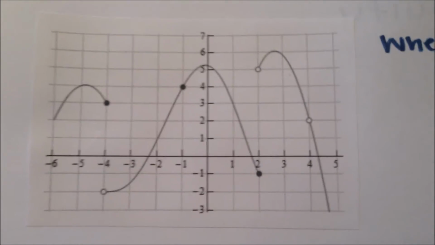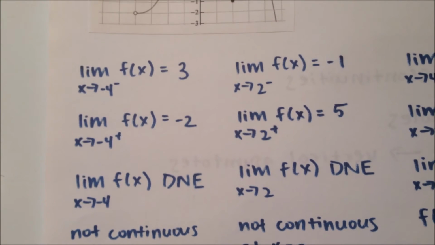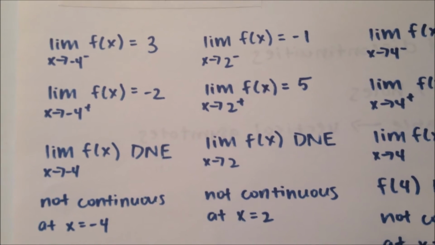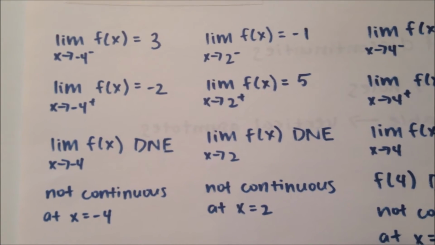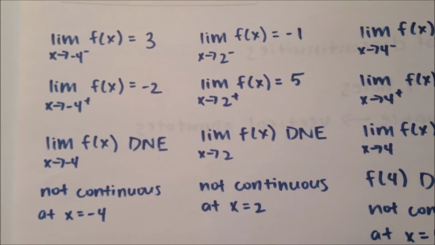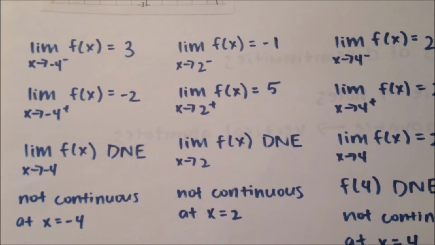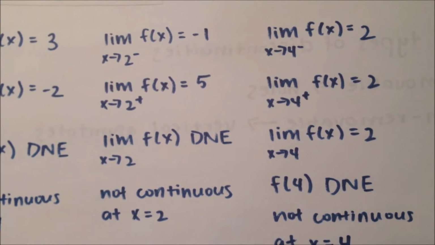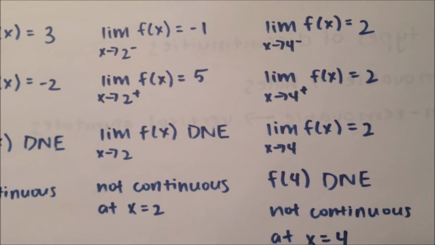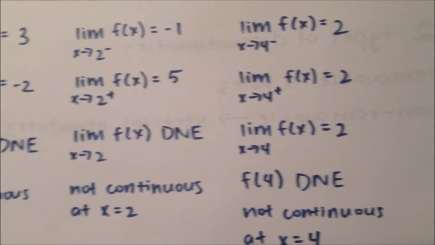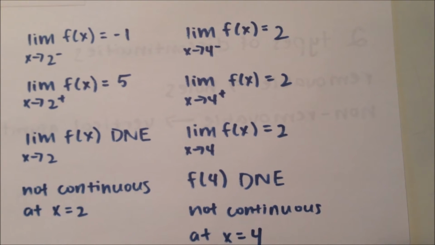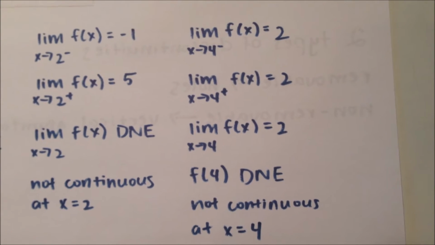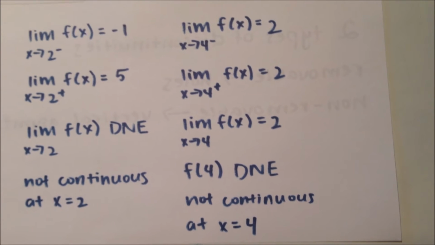But if we were to solve it using limits, we could find that the limit of x approaching -4 from the left side of f of x is equal to 3, and from the right side is equal to -2. Therefore, the limit of x approaching -4 of f of x does not exist, and it's not continuous at x equals -4. We would do the same at 2 and find that the limit of x approaching 2 of f of x does not exist, therefore it's not continuous at x equals 2. And then at x equals 4, we find that the limit of x approaching 4 of f of x does exist, and it equals 2, but f of 4 does not exist, therefore it is not continuous at x equals 4.